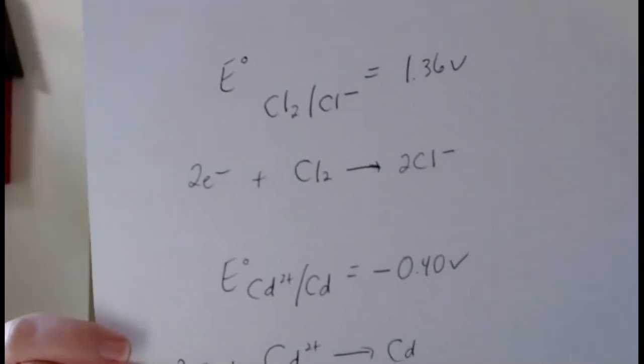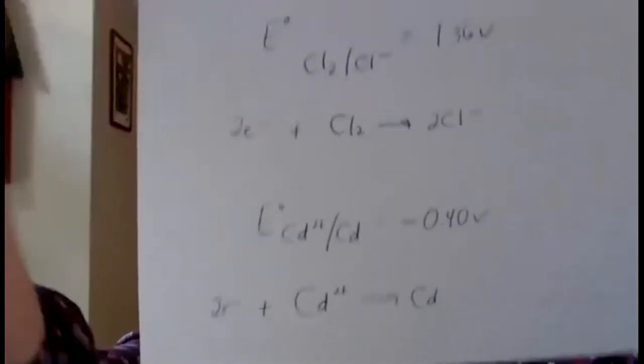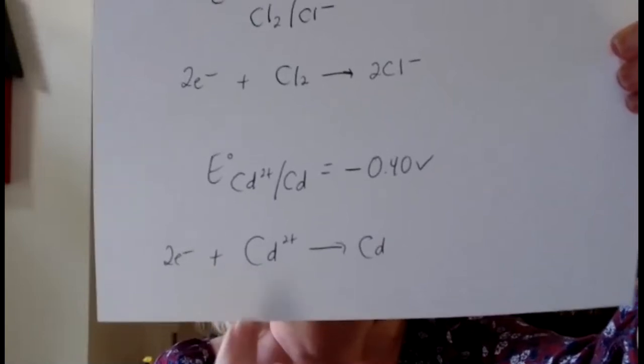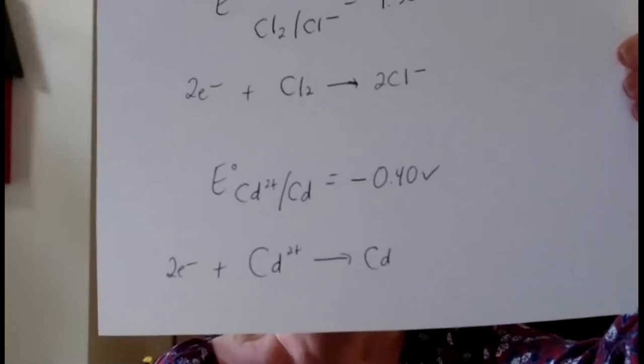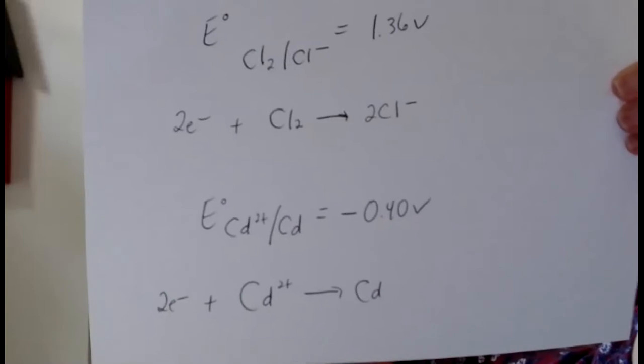You keep the more positive number and flip the other one. If you're flipping the other one, you've just changed it. It's no longer reduction, it's now oxidation. So I'm gonna flip it. So I'm keeping the chlorine one. So I'm gonna write keep the 1.36 volts, and then I'm gonna flip. So let me write the reaction.